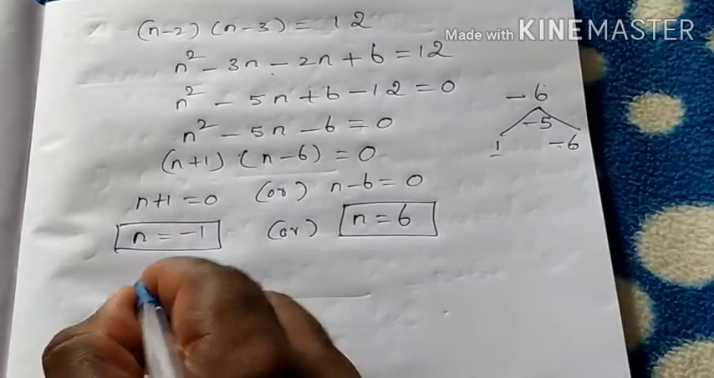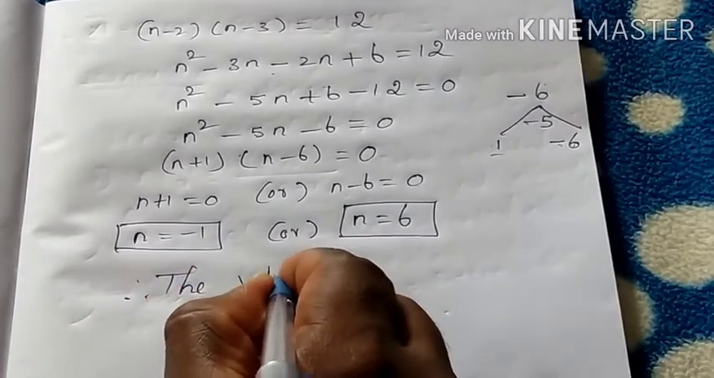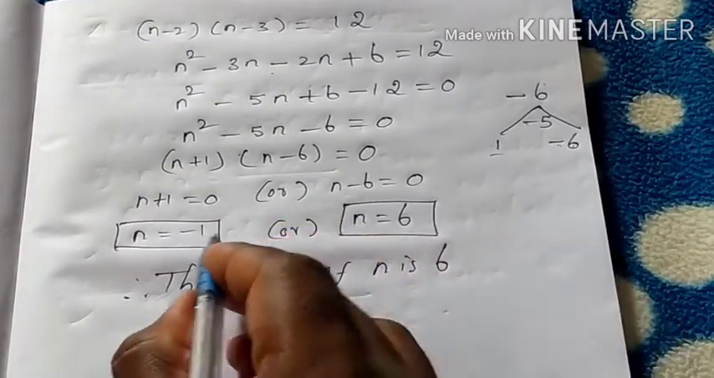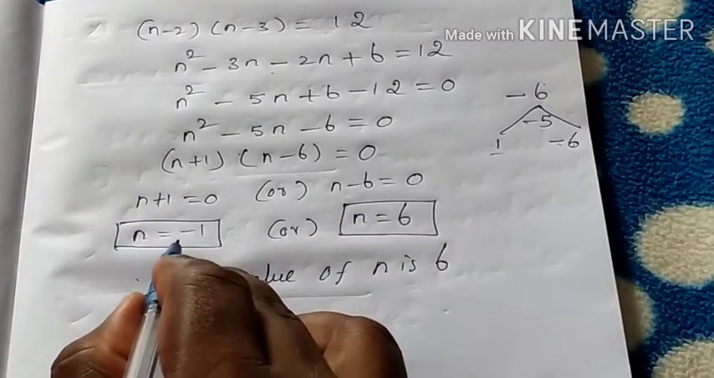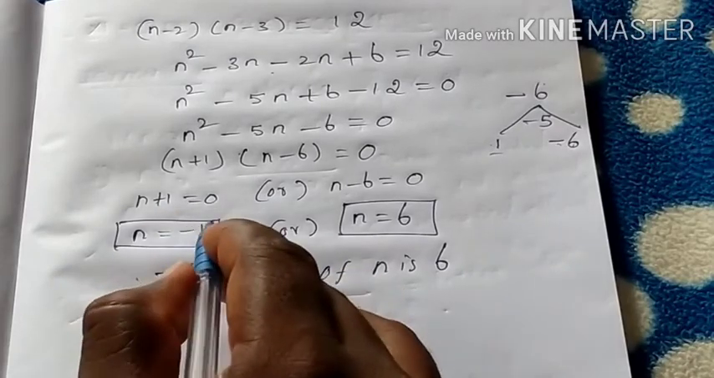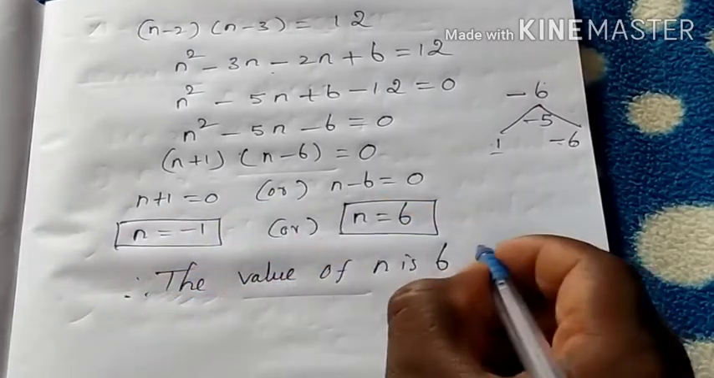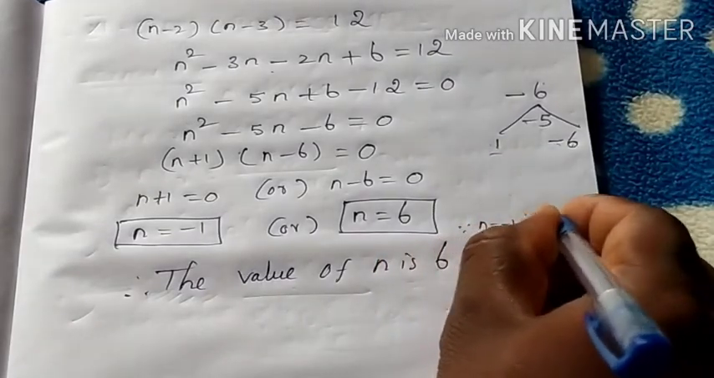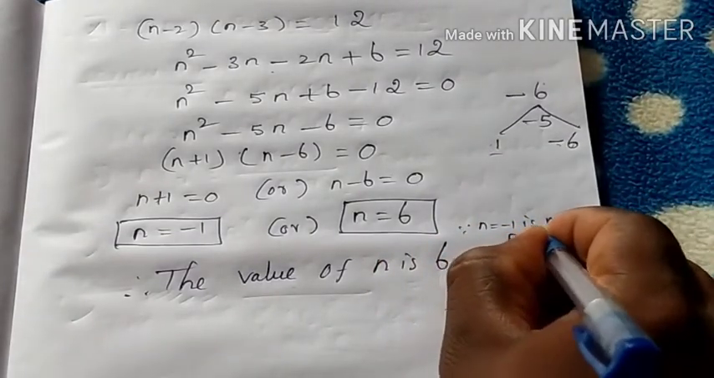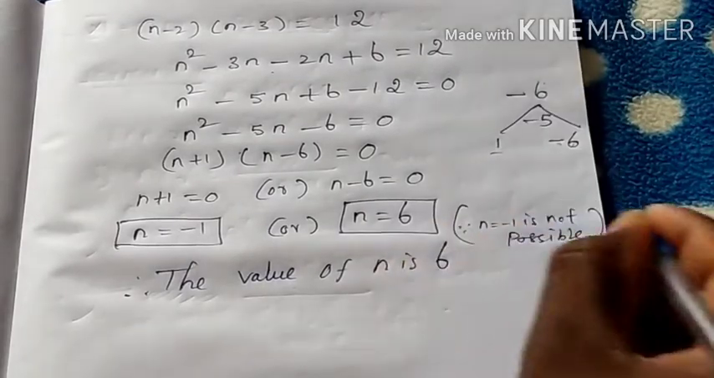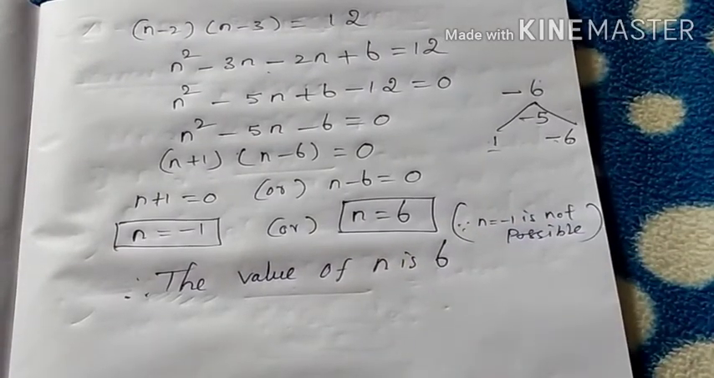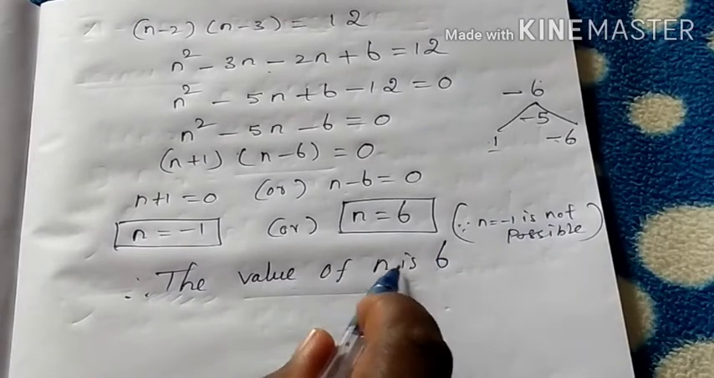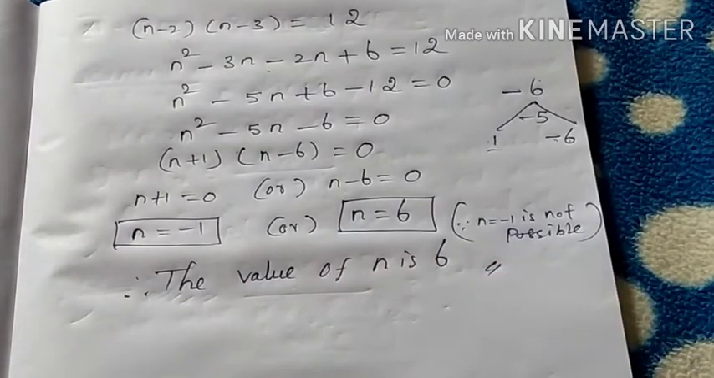Therefore, the value of n is 6, because the negative is not possible here. Since n is equal to minus 1 is not possible. The number of things are positive. So the value of n is 6. Have you understood?